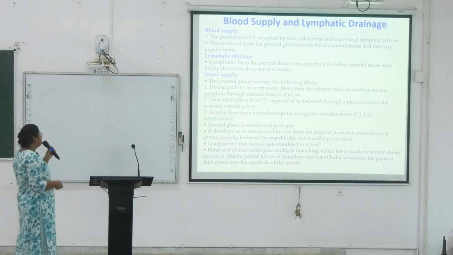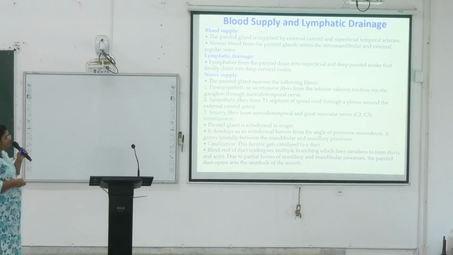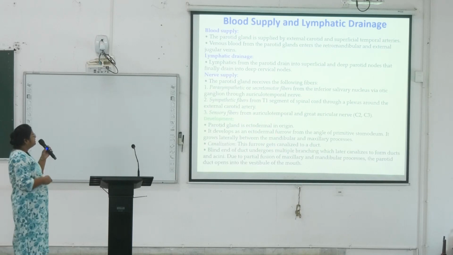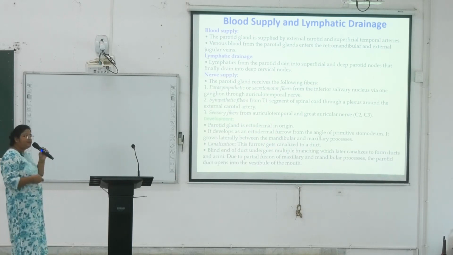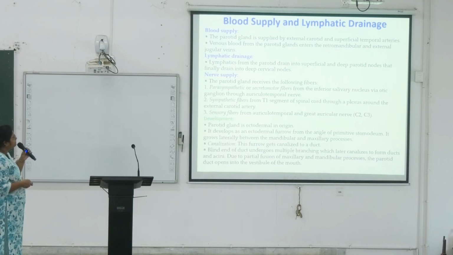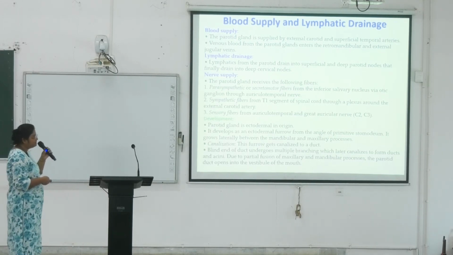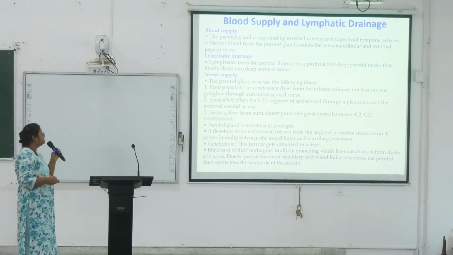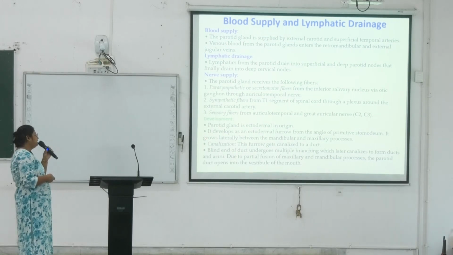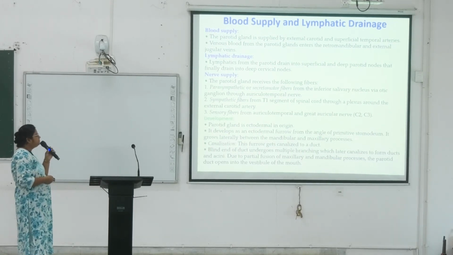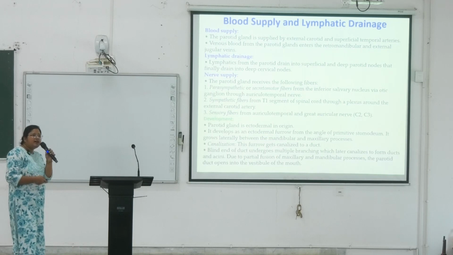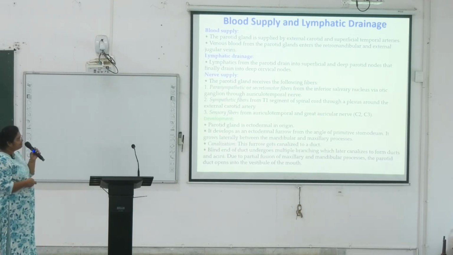Now, how is it developed? It is ectodermal in origin. The parotid gland develops as an ectodermal furrow from the angle of the primitive stomodeum. The stomodeum is the primitive mouth. It grows laterally between the mandibular and maxillary processes. These help in the development of the face.